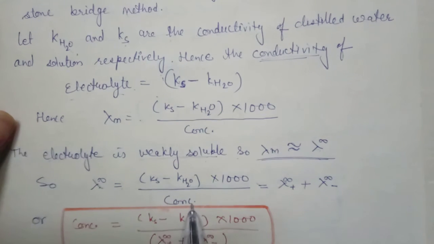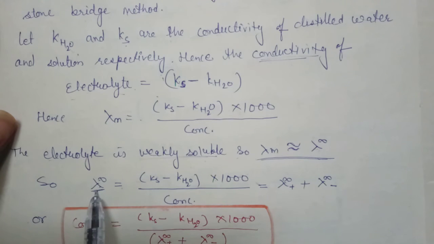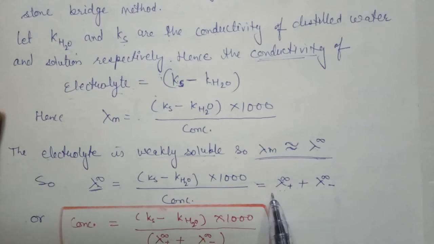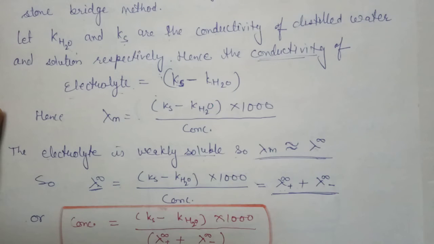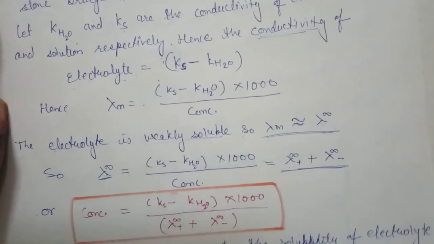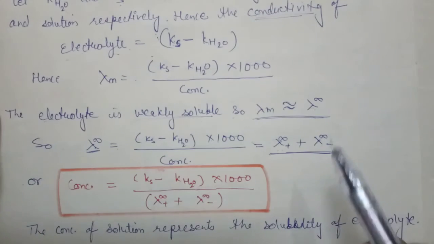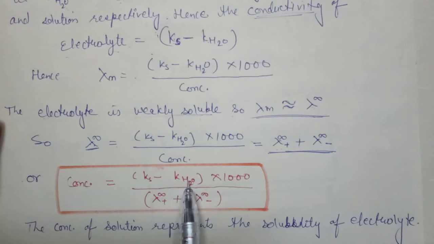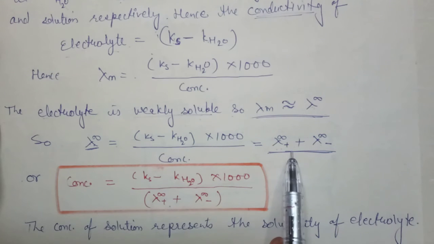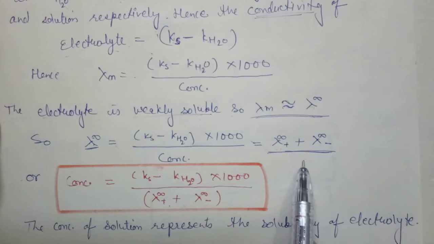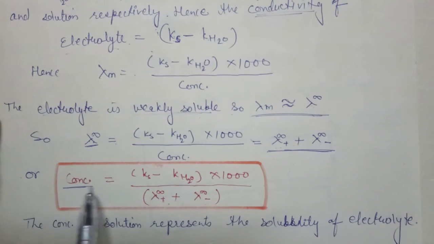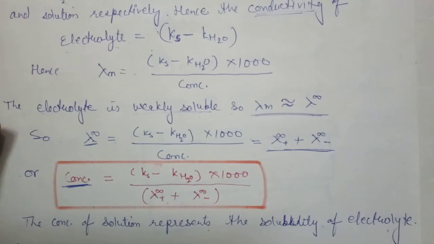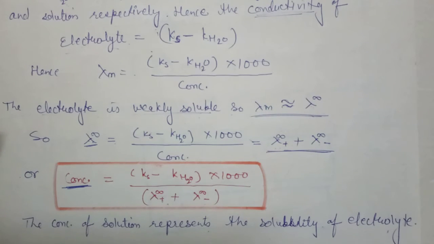and according to Kohlrausch law λ∞ will be equal to λ∞ plus plus λ∞ minus. We can obtain this value by adding the values of λ∞ plus and λ∞ minus very easily. So we can say the concentration is equal to (kappa S minus kappa H2O) into 1000 upon (λ∞ plus plus λ∞ minus). This concentration of the solution represents the solubility of the electrolyte. Clear? These are three applications of the Kohlrausch law.